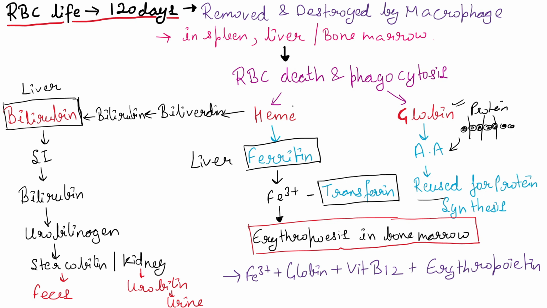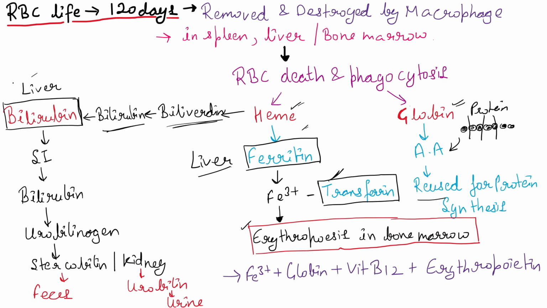Now the other part is the heme part. Heme will either follow one pathway in which it goes towards the liver, or it will follow the other pathway. So heme would convert into ferritin in the liver itself. The ferritin, like Fe3 positive, would be carried by the transferrin. So it is carried by the transferrin, then erythropoiesis in bone marrow, and it will be destroyed in the bone marrow. Or what will happen, the biliverdin would convert into bilirubin.